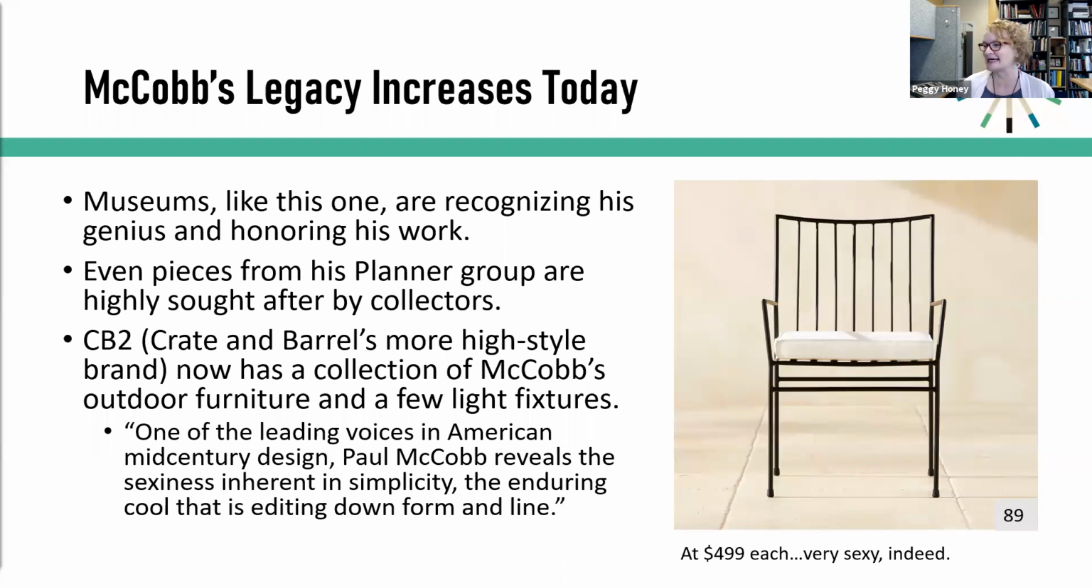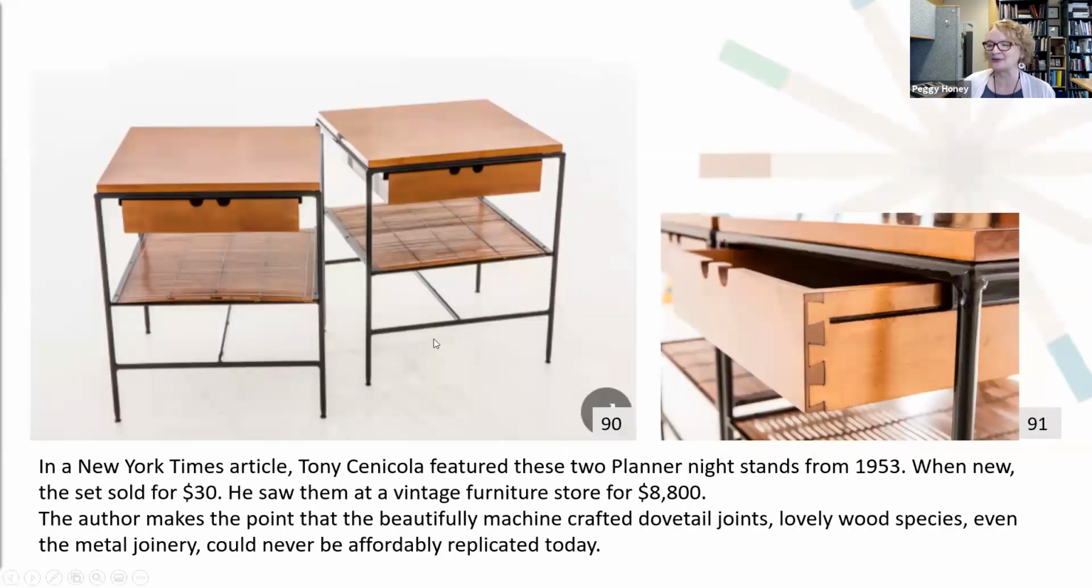And then I wanted to show this other article that I tracked down from the New York Times, where the author took a couple of his friends and they went looking for Paul McCobb furniture, and they found these two pieces. These are two planner nightstands that sold as a set for $30 back when they were originally made. And they were in a vintage furniture store being sold for $8,800. So that's quite a difference.